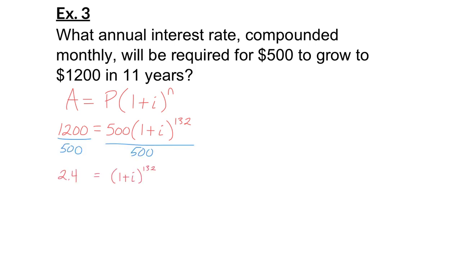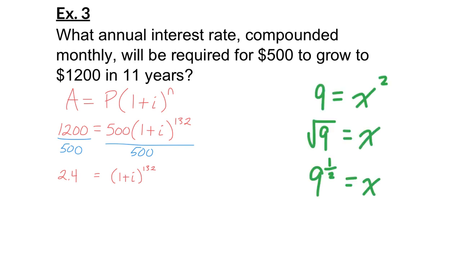If I divide both sides by 500, I end up with this. 2.4 equals 1 plus I to the exponent 132. Now just as a side note here, if I had an equation like this, 9 is equal to x squared, to figure out what x is, I would do the square root of 9. Now if you recall, square root is the same as an exponent of 1 over 2. Now I bring this up because I can do a similar thing here.